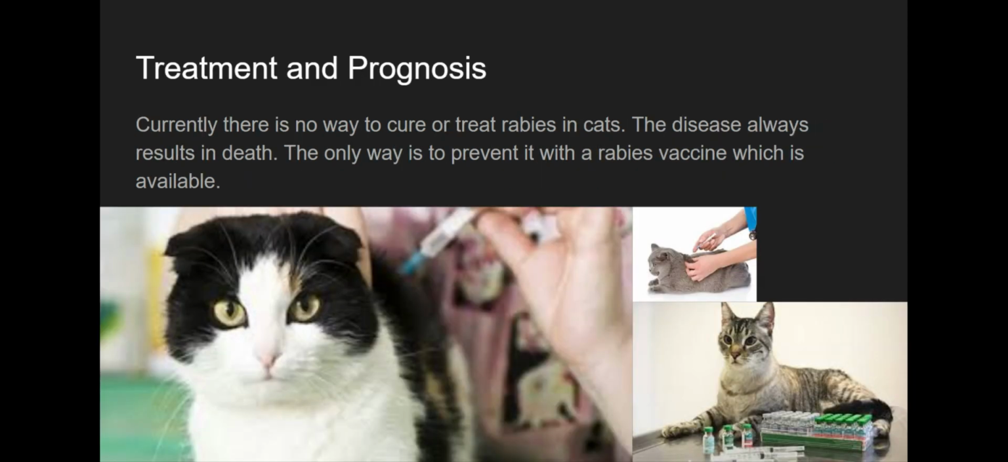So sadly, for treatment and prognosis, there is no treatment and prognosis. If the animal gets rabies, then it's 100% lethal in cats. So that's why you always want to make sure you get the rabies vaccine, which is available for cats and can prevent this.